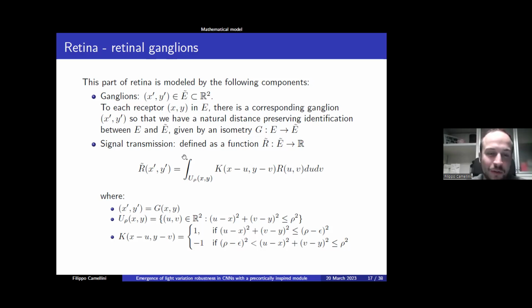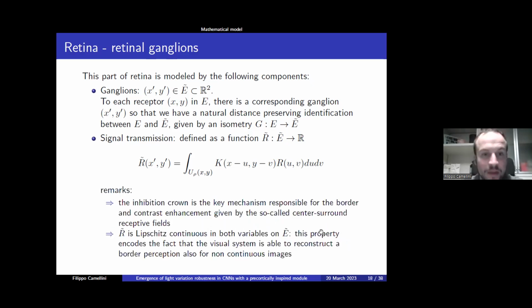Okay. So we can see that we have a convolution centered in the photoreceptor linked with the ganglion, and at the center of this disk we have a sort of mean, because the function k has the value 1. So the signal arriving from the retina is taken, and then we perform a sort of mean. But there is a zone that we call inhibition zone, in which we have a sort of inhibition effect. So we can be robust against great light variation. Then we can say also that this function R is Lipschitz continuous in both variables. This can be proved, and this property encodes the fact that our visual system is able to reconstruct border and edge.